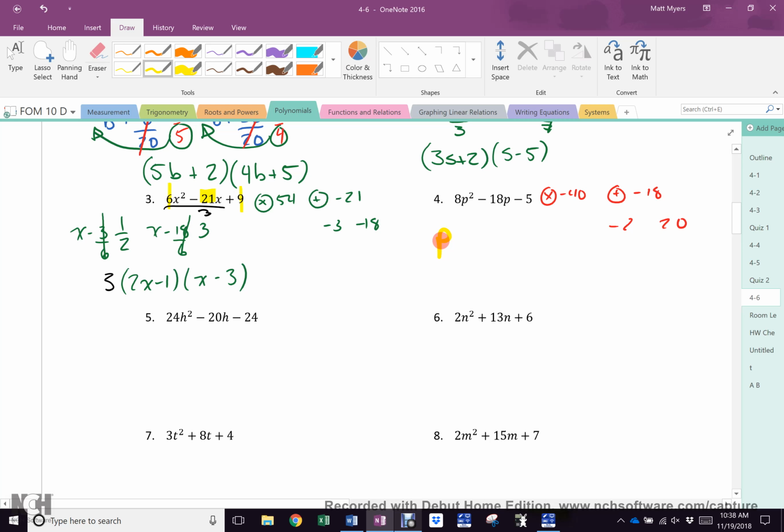P. Yeah? Oh, you're using a highlighter. Oh, no, I'm using yellow.